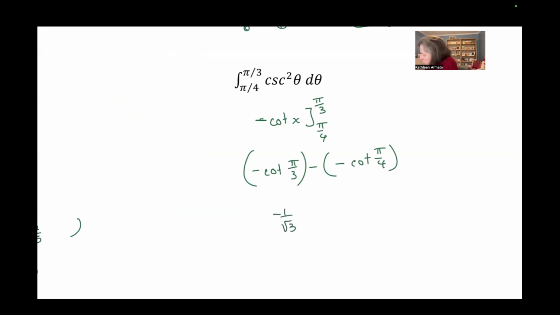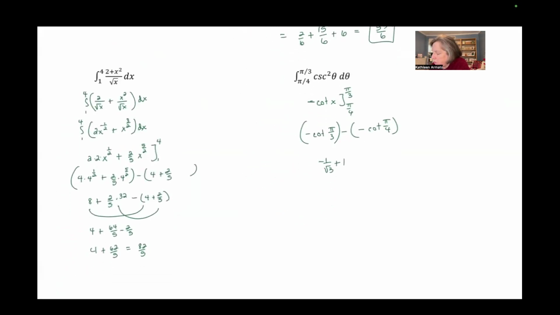Minus 1 over root 3 plus 1, if you work that out, knowing your unit circle.